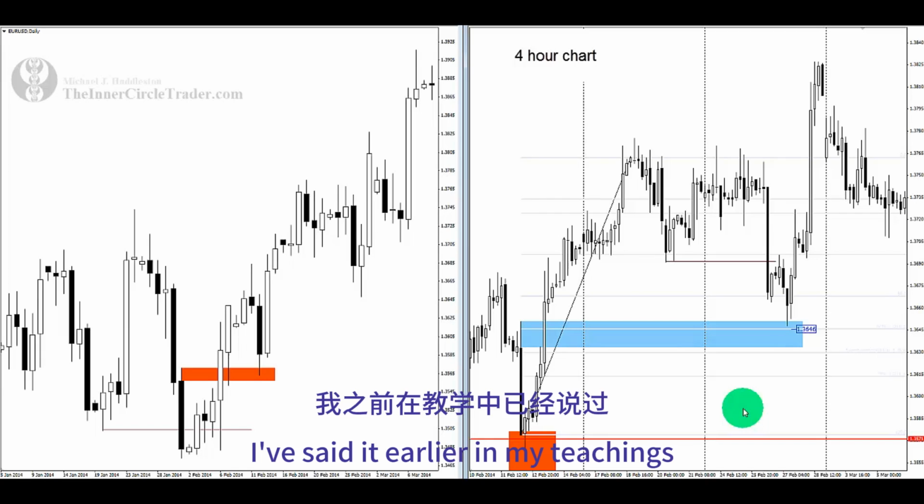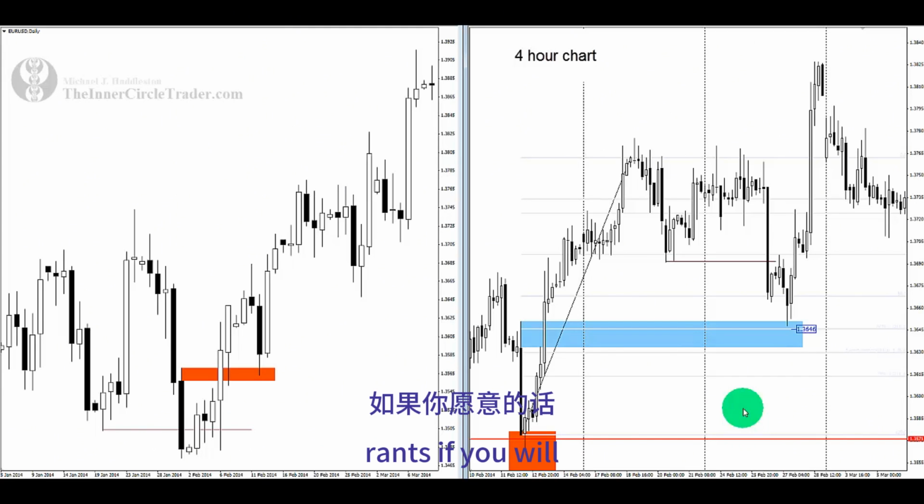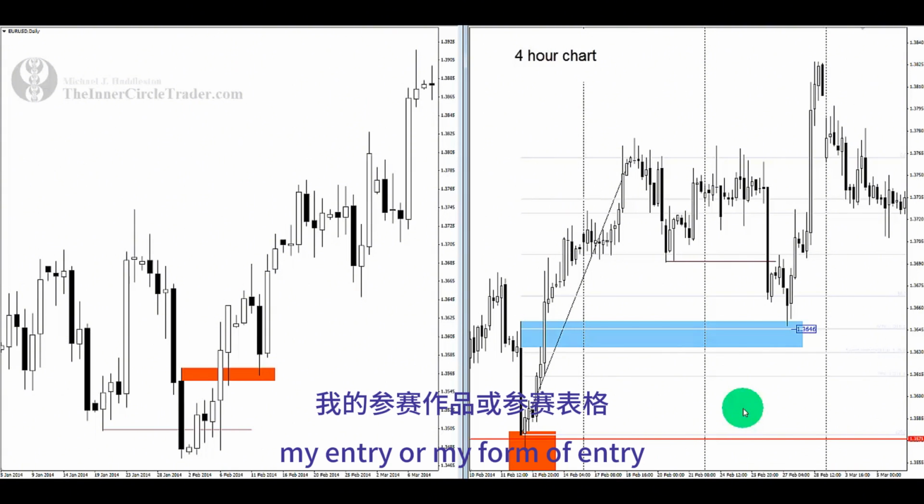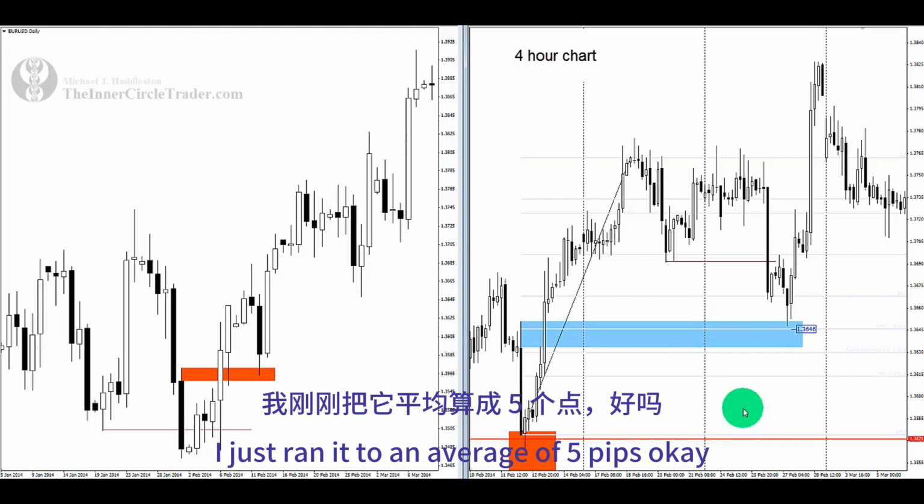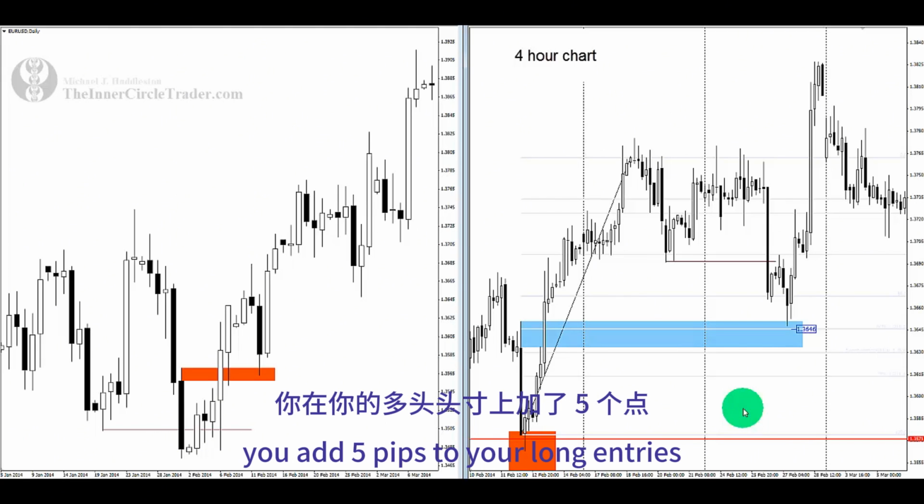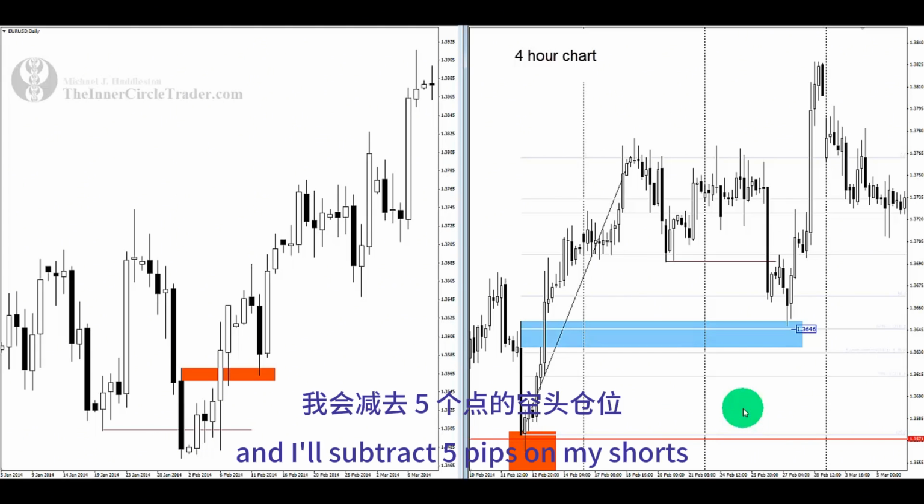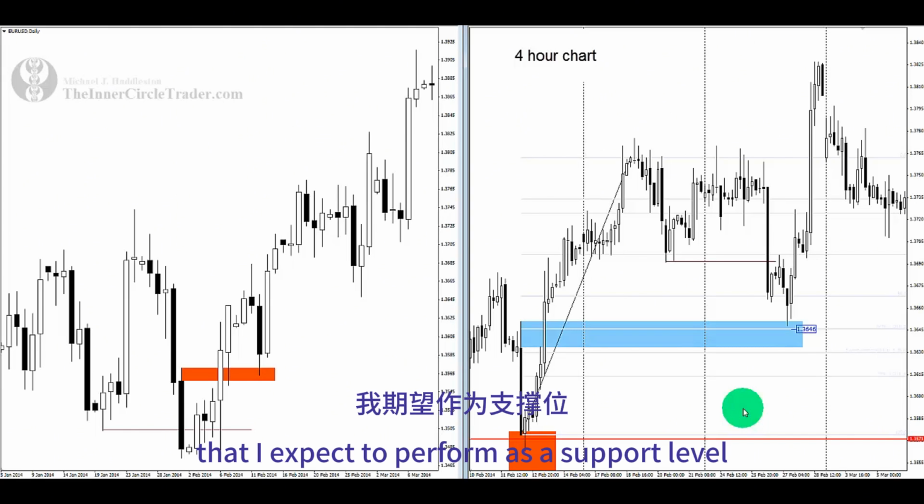I've said it earlier in my teachings, tutorials, and my studies, and even live session rants, if you will: my form of entry on longs is typically I add 5 pips. I just round it to an average of 5 pips. If you haven't picked that up throughout my teachings, you clearly are getting it here. You add 5 pips to your long entries, and I'll subtract 5 pips on my shorts. In other words, I'll try to get in a little bit early, and sometimes I'll be buying ahead of the level that I expect to form as a support level.